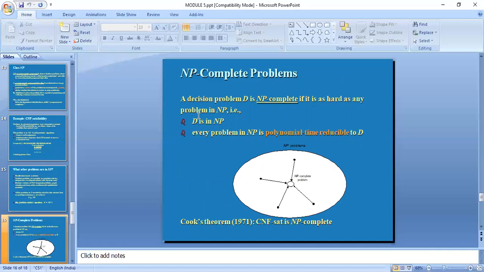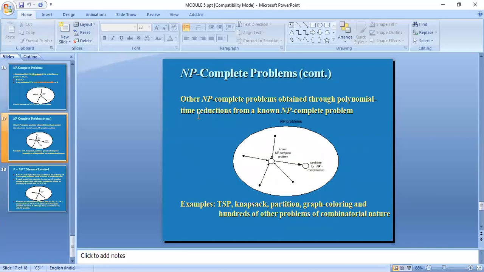When you take an NP complete problem, it is a non-deterministic polynomial algorithm, where every decision problem is complete if it is as hard as any other decision problem in NP. Here we will be saying whether D is in NP or not. Every problem in NP is polynomial time reducible to D.